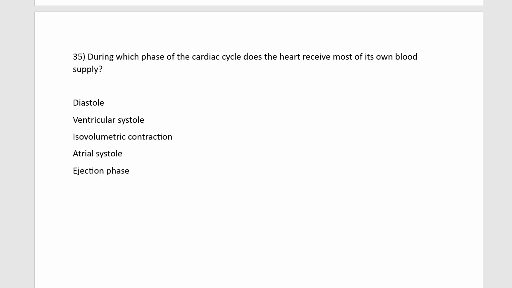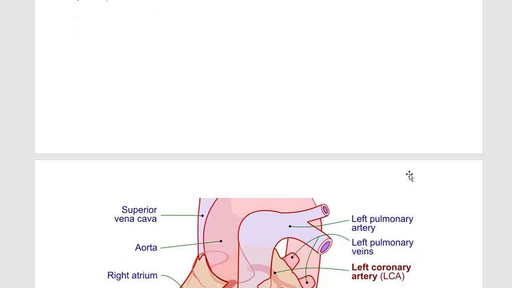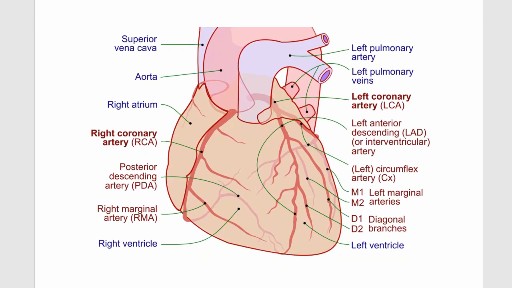Question 35. During which phase of the cardiac cycle does the heart receive most of its own blood supply? Is it during diastole, ventricular systole, isovolumetric contraction, atrial systole, or the ejection phase? So, how exactly does the heart supply itself? Okay, so you have these coronary arteries, and these branch off from the aorta.